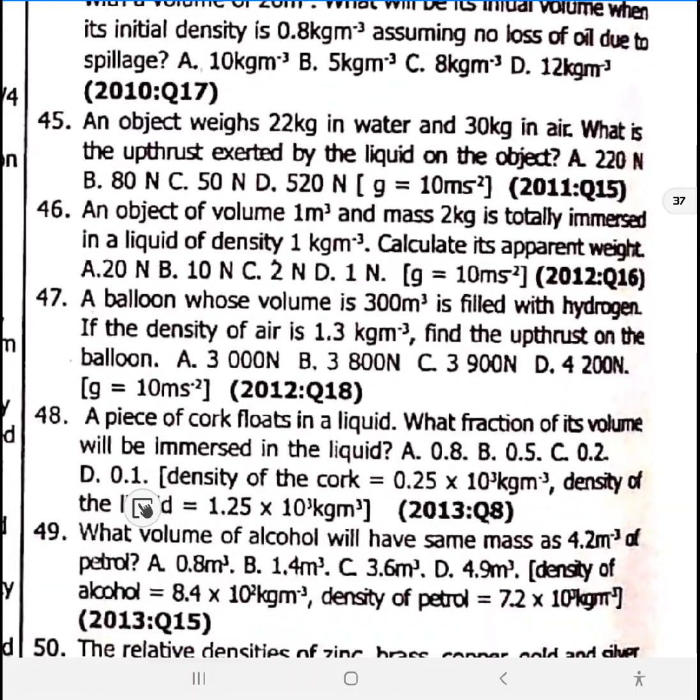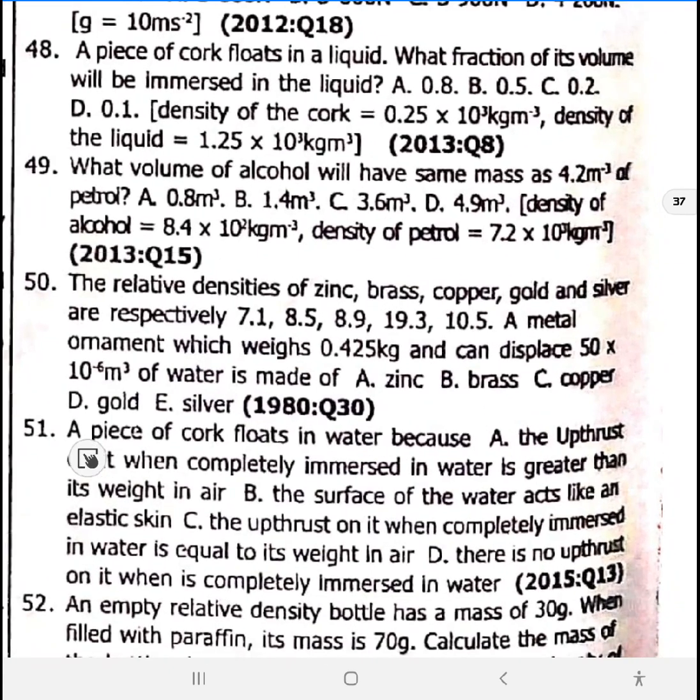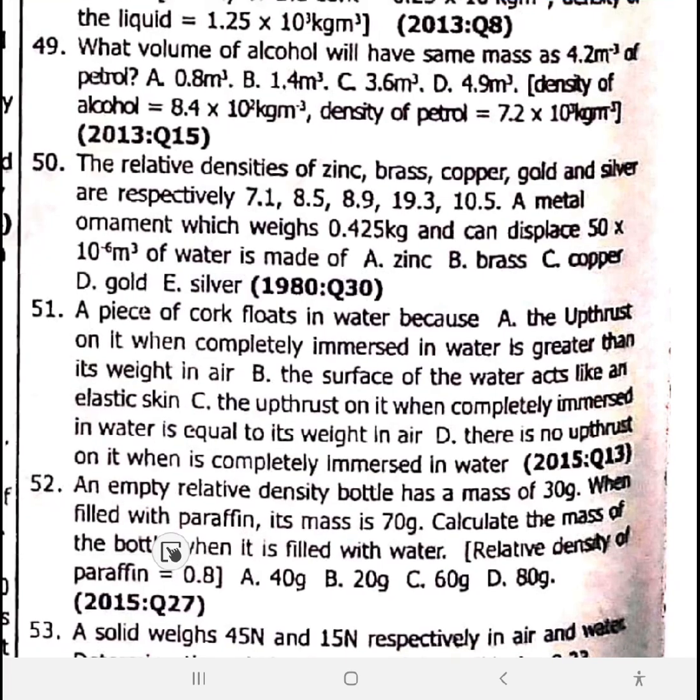The next ones we have are 49, 50, okay, let's say 51. A piece of cork would float in water because the upthrust on it when completely immersed in water is greater than the weight in air; or the surface of the water acts like a... option B is surface tension. We've touched on that. The upthrust on it when completely immersed in water is equal to the weight; there is no upthrust on it when completely immersed. 51 is C, when the upthrust now equals its weight.